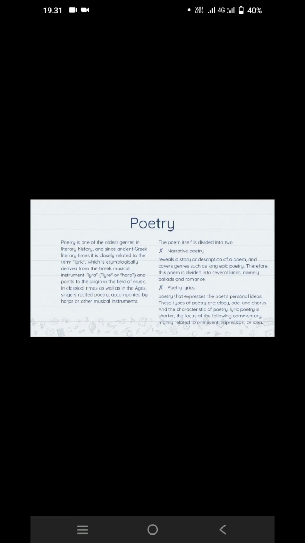The second is lyric poetry, poetry that expresses the poet's personal ideas. These types of poetry are elegy, ode, and chorus, and the characteristic of lyric poetry is that it is shorter. The focus of the poem mainly relates to one event, impression, or idea.